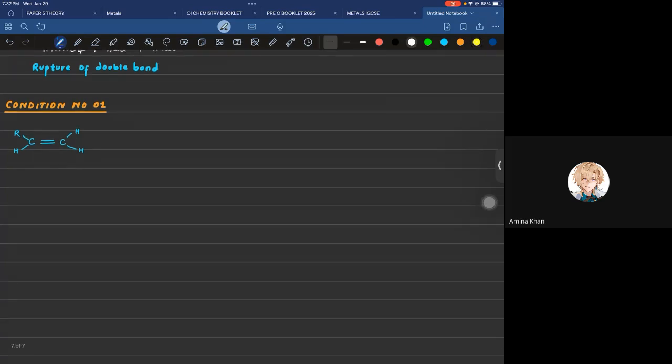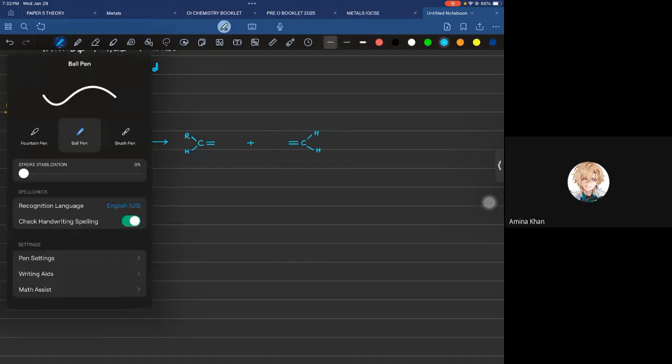When this double bond would be breaking down, see this, you will see the two pieces. The first piece and the second piece. Okay? ना समझ आया तो उसी टाइम टोक देना भाई.